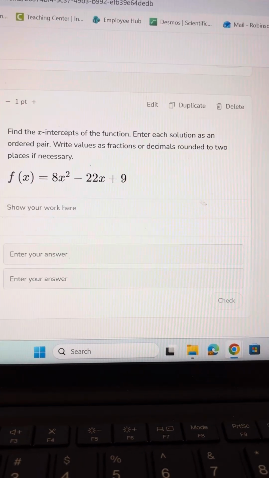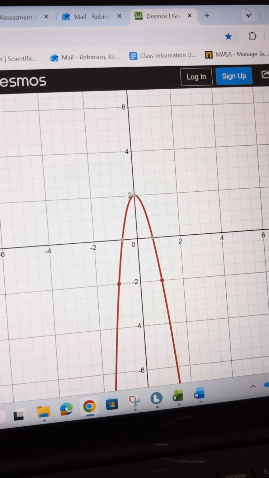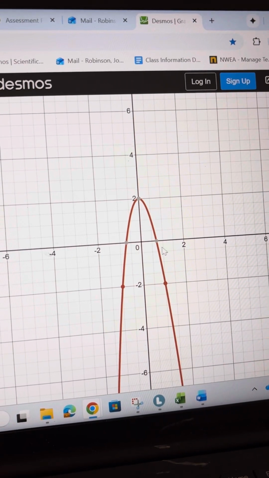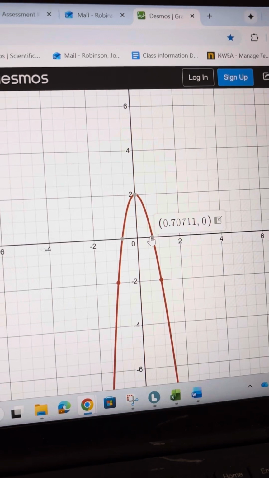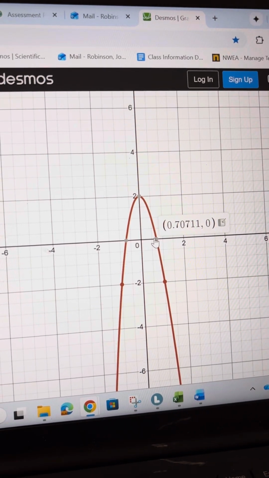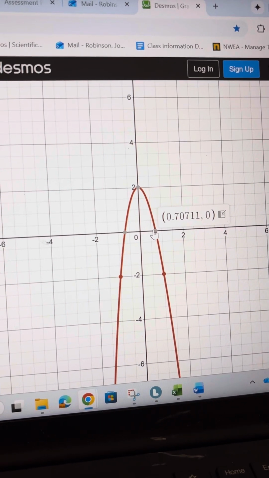That means if you get 0.7569, you're going to write it as, let's see right here, if you get 0.70711 and it says write it with 2 decimal places, you write (0.70, 0), and then close it out.